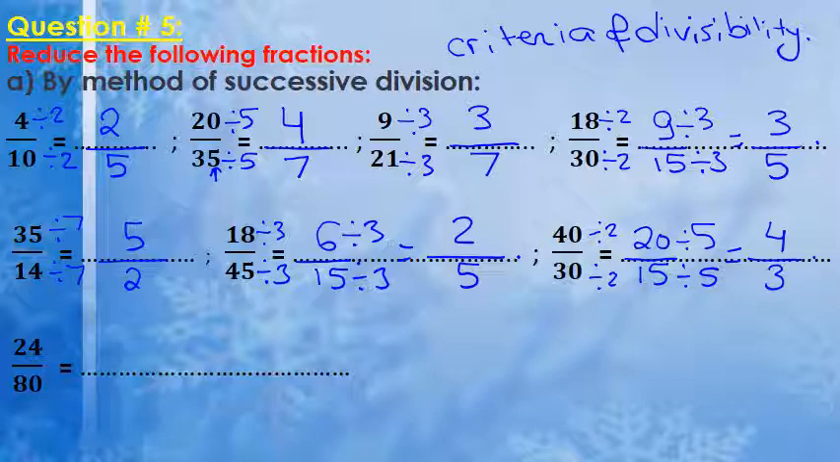4 over 3 is an irreducible fraction. 24 over 80, we can divide up and down by 2. 24 divided by 2 is 12. 80 divided by 2 is 40. Also, we can reduce it by 2.